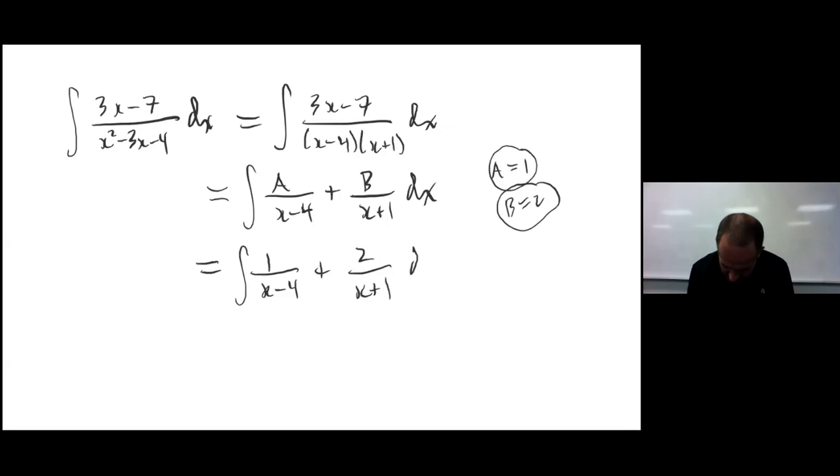Unless you doubt, like, lest you say, hey, I don't feel so comfortable with my numbers. What could you always do? You could just add them together. Does that make sense? You could literally add them together and make sure you get back to that 3x minus 7. So you would multiply 1 by x plus 1 and 2 by x minus 4.